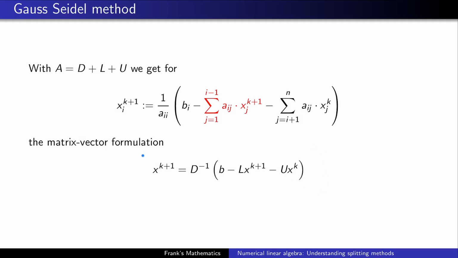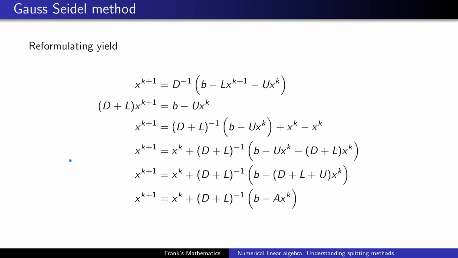Now we have this matrix-vector formulation at hand, and we can reformulate it now to fit into our general framework. This is a little bit of a lengthy calculation, but I put it here in detail because there's a nice trick and I want to show it to you. Let's start with this equation here. First step is to bring D to the other side. So we have D times x^(k+1) on the left-hand side. And now we have an element x^(k+1) here and an element x^(k+1) here.